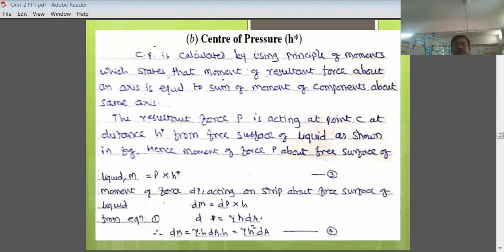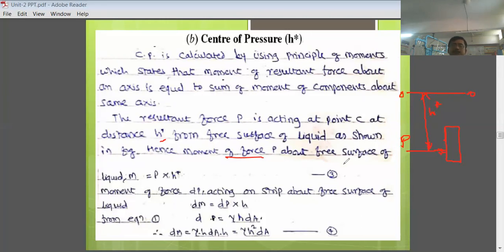So the resultant force P is acting at the point C at distance h star from the free surface of the liquid as shown in figure. We saw that in the diagram. Hence the moment of force P about the free surface, now around this free surface, the moment of force means force, this is our vertical surface, the total pressure force acting on it, which is denoted by letter capital P. This distance is nothing but H star, right? Now here we are talking about the moment of force about the free surface. Which free surface? This surface. Let us denote it by letter OO.